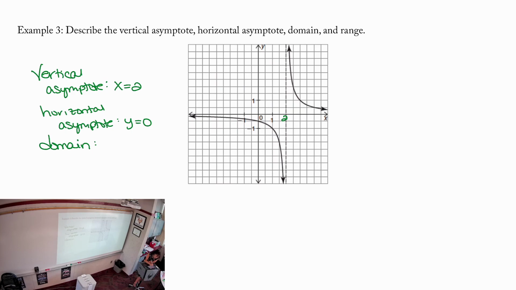Domain: you're going from negative infinity to 2, union 2 to positive infinity. And then your range is everything except for 0, so negative infinity to 0, union 0 to everything, in interval notation. Range is dealing with the horizontal and vertical. Correct, since domain are the x values and range are the y values.